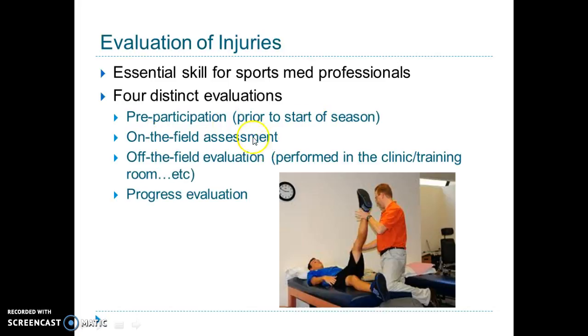The on-the-field assessment. These two are most likely evaluations that an athletic trainer is going to primarily be involved with. The off-the-field evaluation performed in the clinic, the training room, the physical therapy clinic, the hospital, wherever that is. It doesn't really matter, but all of us will be involved in these off-the-field evaluations, all right? And then a progress evaluation would mainly, we think of for a physical therapist, as a repeat visit, all right? How much progress are they making? How do we know what kind of progress they're making?